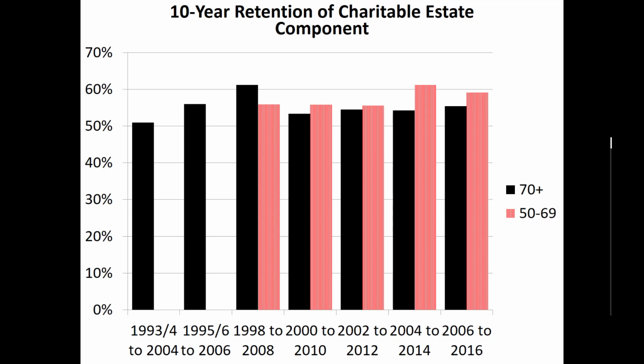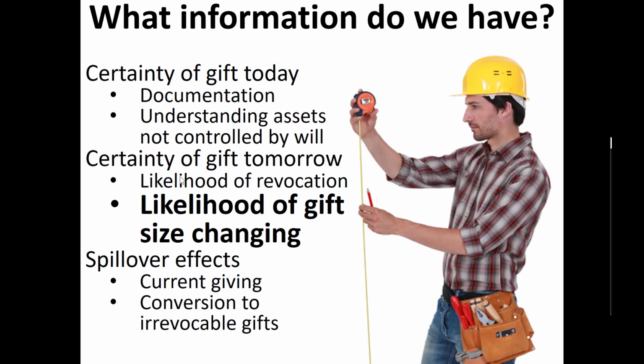So this deals with the question of the likelihood of revocation. Okay, and what we can say is that the likelihood of revocation for a charitable estate component in general, for adults age 55 and above, is about 55% over a 10-year period. Okay, maybe higher for your individual organization. On average, it is lower than 55% for individual organizations because this is the likelihood of removing the charitable component altogether. There is also the likelihood of gift size changing.